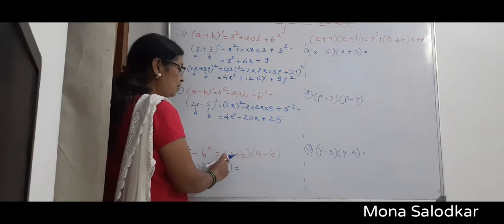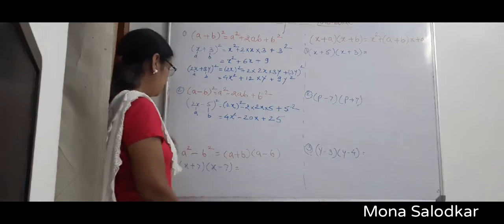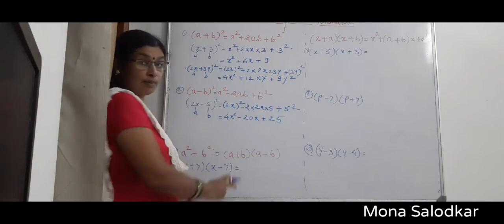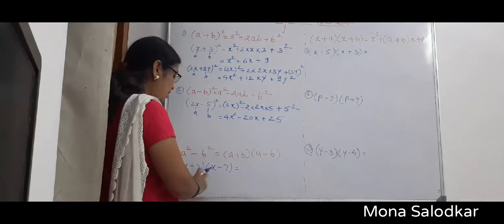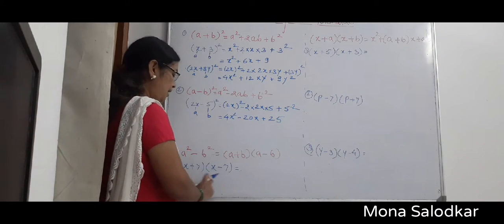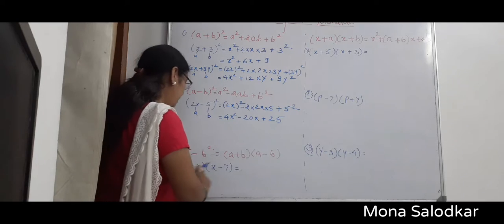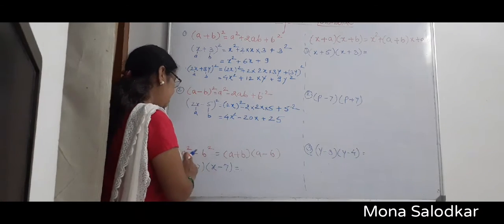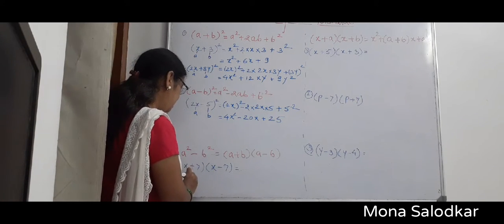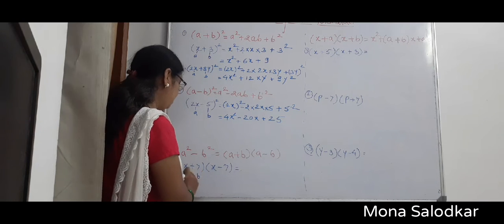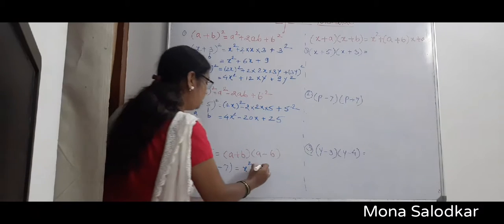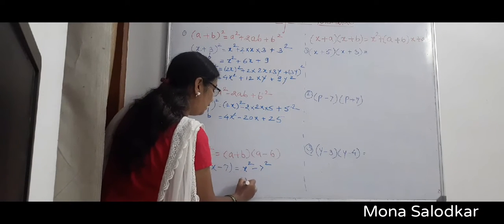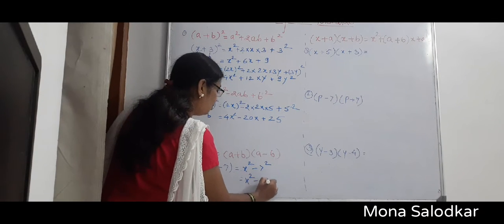What is the formula? (a plus b)(a minus b). Now see here, if (x plus 7) and (x minus 7) is given, one bracket is plus, one is minus. The numbers and variables are same. Here also x and here also 7. So what you get here? What is the formula? a square minus b square. What is a here? x and b is 7. So a square means x square. b square means 7 square. So what you get? x square minus 49.